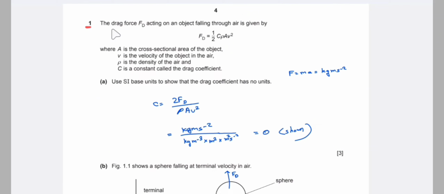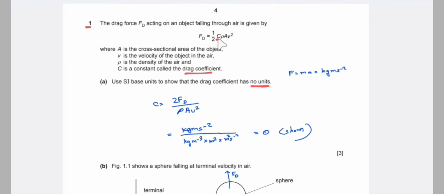Number 1. The drag force acting on an object falling through air is given by this expression, where A is the cross-sectional area, v is the velocity, rho is the density, and C is a constant called the drag coefficient. Use SI base units to show that the drag coefficient has no unit. So we need to show that the drag coefficient has no unit.